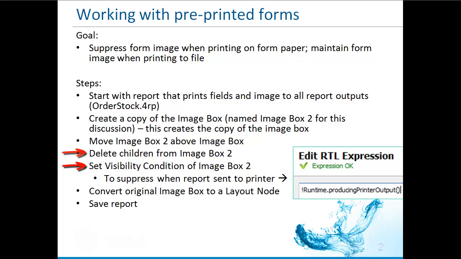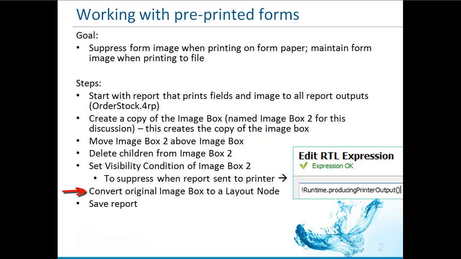Use an expression to set the visibility condition of the copy on the image box to not print when output to the printer. This is done by using the producing printer output method of the runtime class. This method returns true when the printer is the specified output. You need to set the expression to state that when it is not using runtime producing printer output, when you are not sending to the printer, then the image box is to be printed.